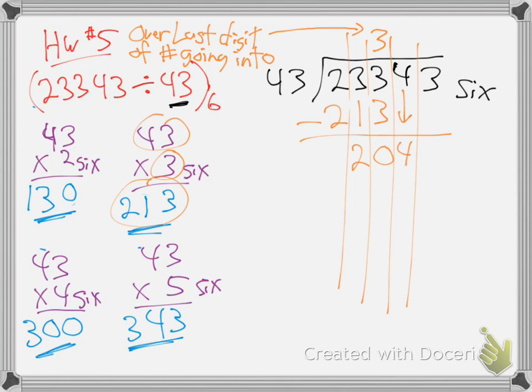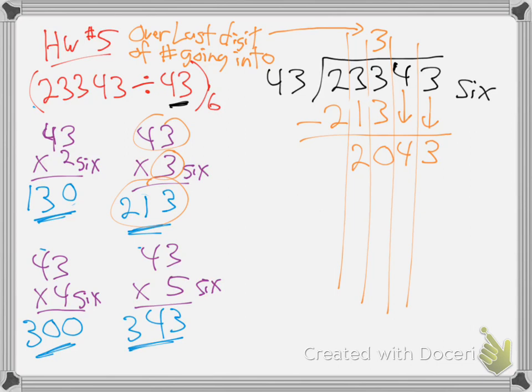Bring down the 4. You can bring them both down if you want, one at a time. There's no rhyme or reason. Either way's totally fine. You can bring everything down at once if you want. You don't have to. You can just bring them down one at a time. Whatever. Okay, so next step.